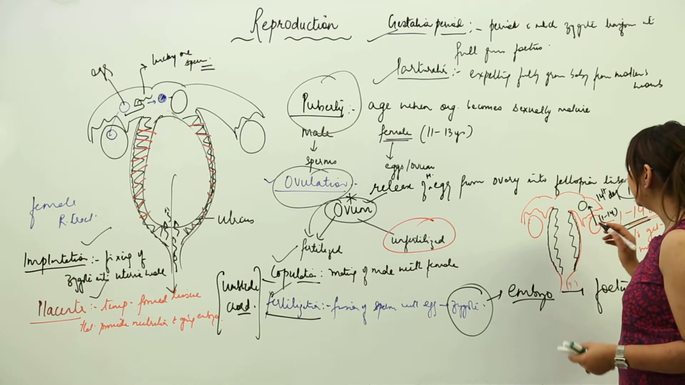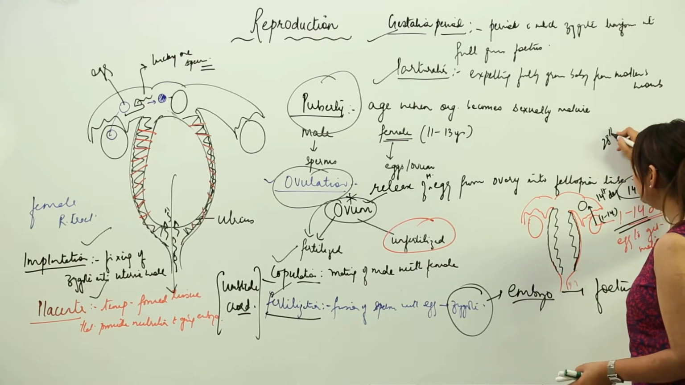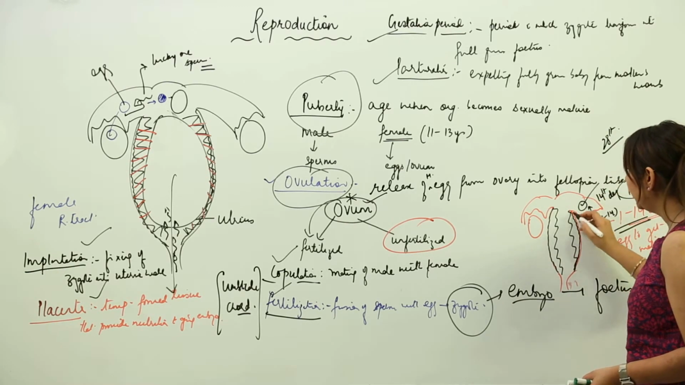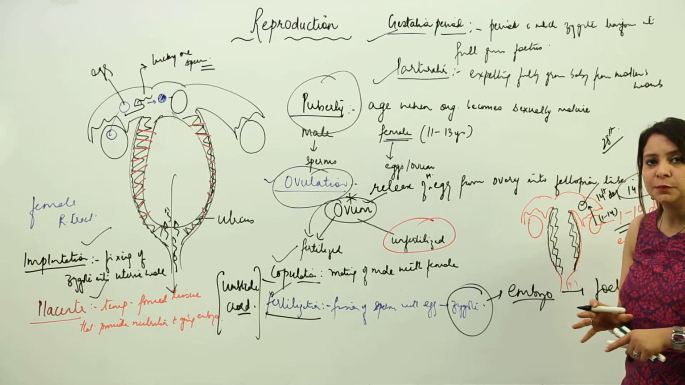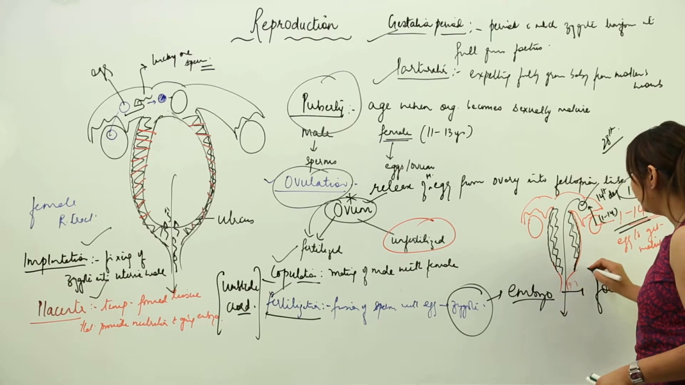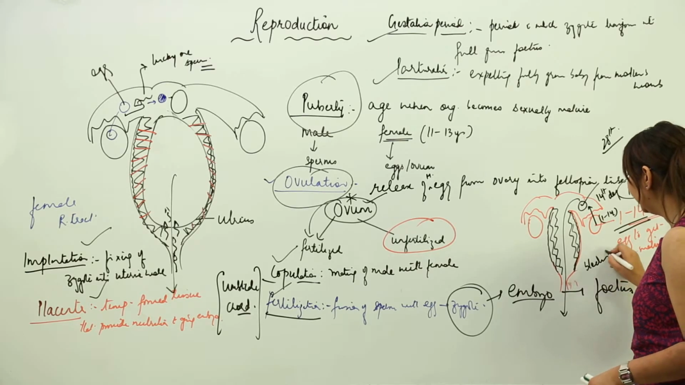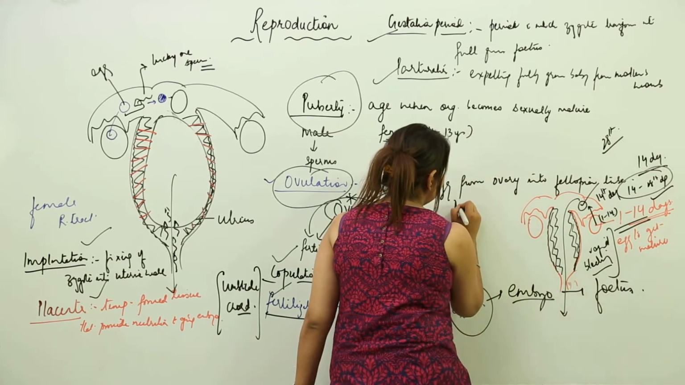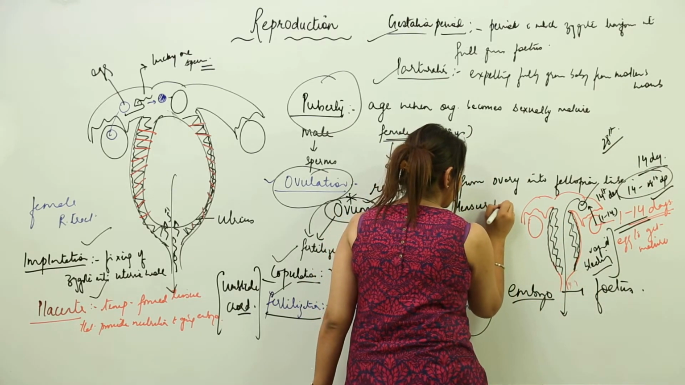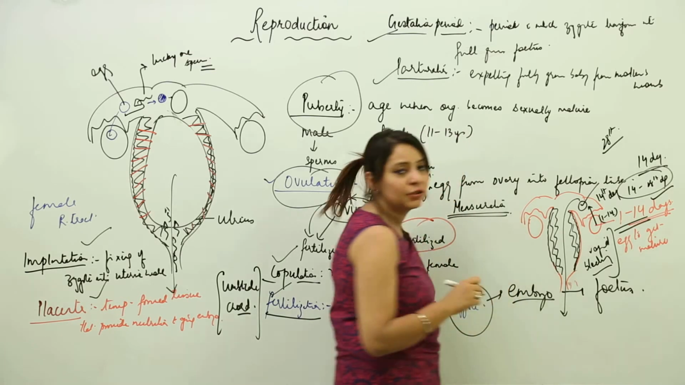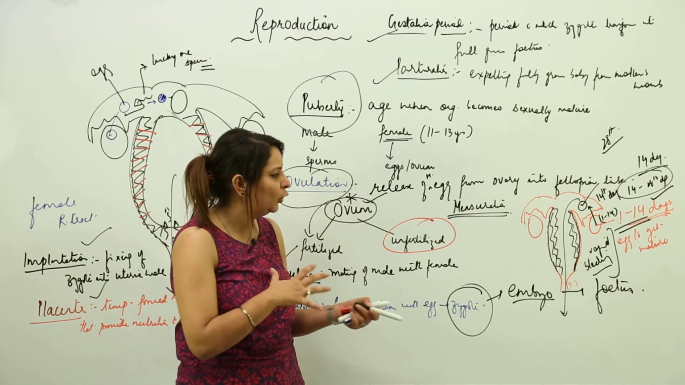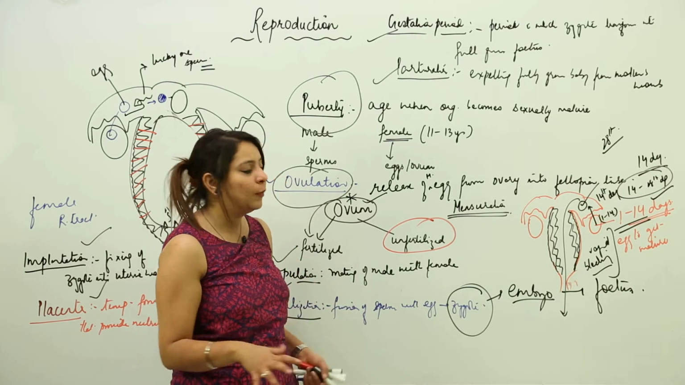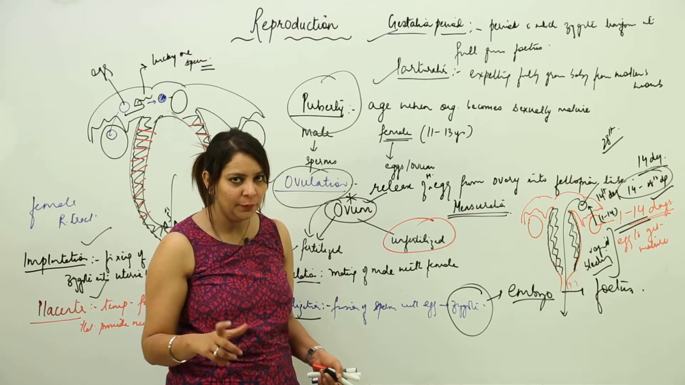So what happens actually on the 28th day? On the 28th day, this egg with all the blood vessels, everything which is formed here, just bursts out, and it is bled out through the vagina in the form of blood, and this is called vaginal bleeding. This process is actually called menstruation. That is the shedding of the uterine wall along with the ovum, that is the blood vessels and everything which has been developed here, in the form of blood through the vagina, called vaginal bleeding or menstruation.